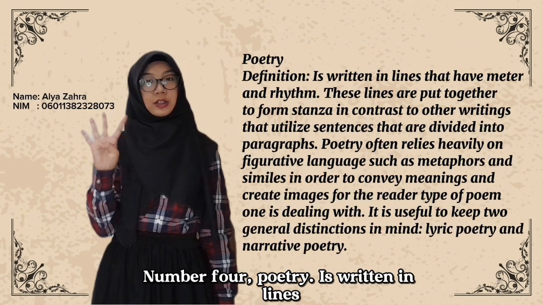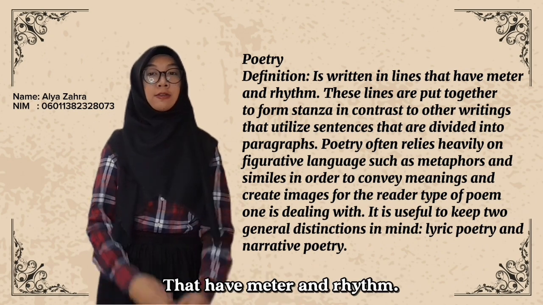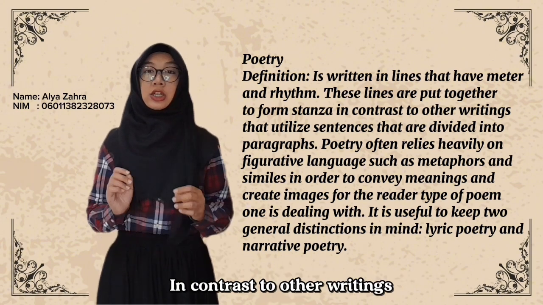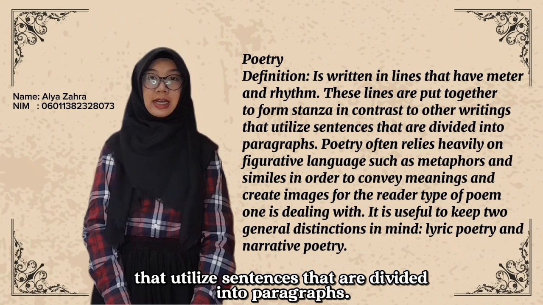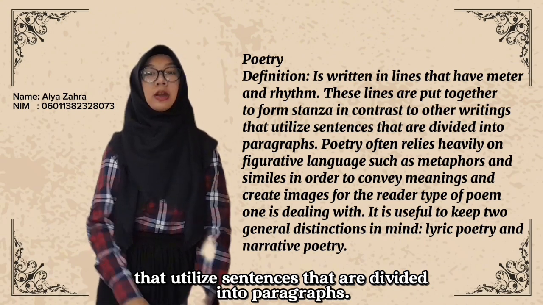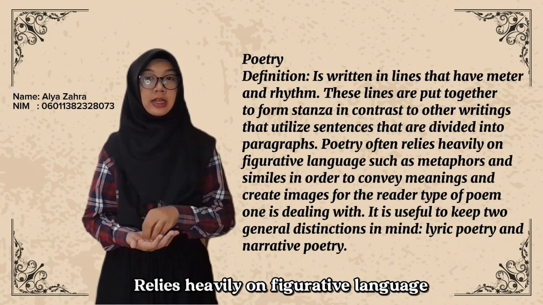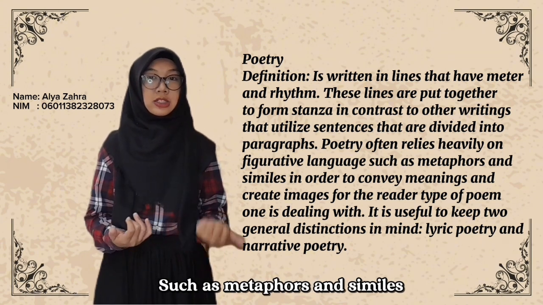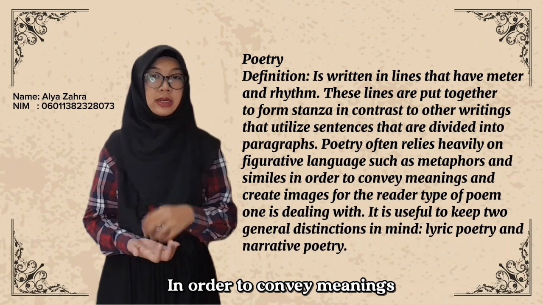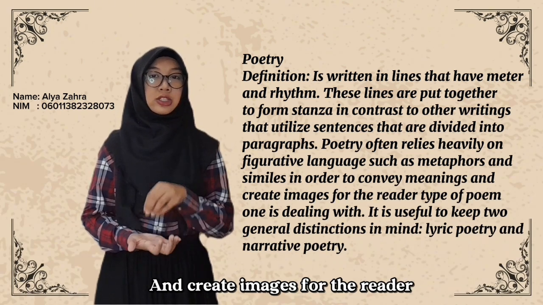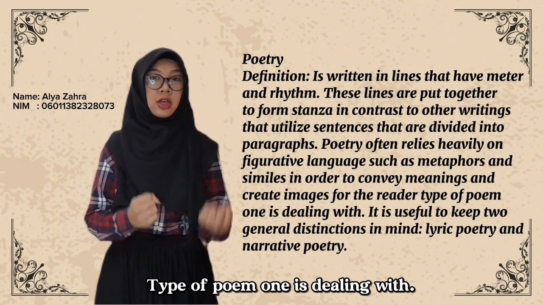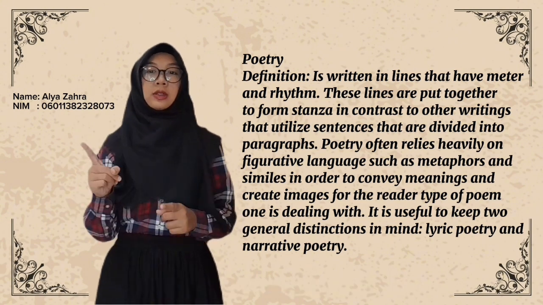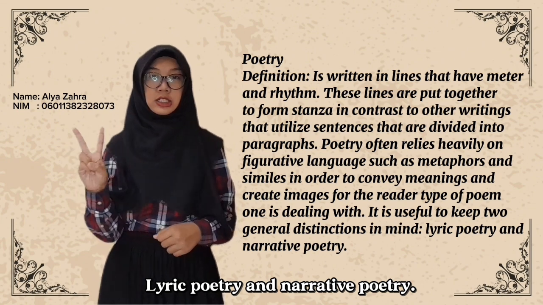Number 4, poetry is written in lines that have meter and rhythm. These lines are put together to form stanzas, in contrast to other writings that utilize sentences divided into paragraphs. Poetry often relies heavily on figurative language such as metaphors and similes in order to convey meanings and create images for the reader. To know what type of poem one is dealing with, it is useful to keep two general distinctions in mind: lyric poetry and narrative poetry.